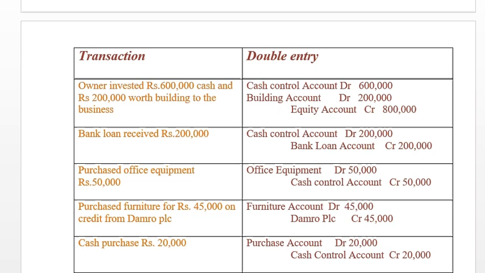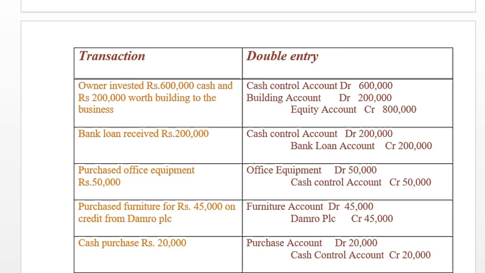And what happened to the credit entry? Bank loan, which type of account? It's a liability account because it is an obligation. We have to pay that amount back to the bank. So if it is a liability account, an increase should be credited. So the double entry should be cash control account debit 200,000, bank loan account credit 200,000.